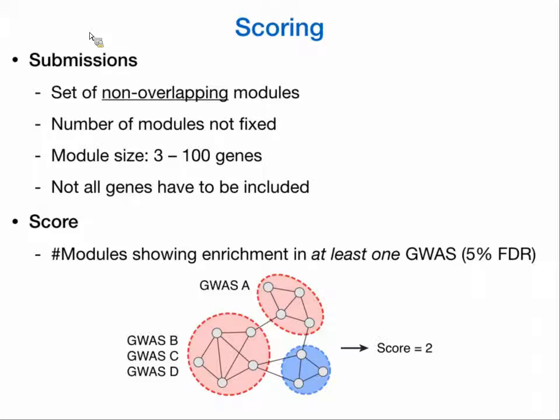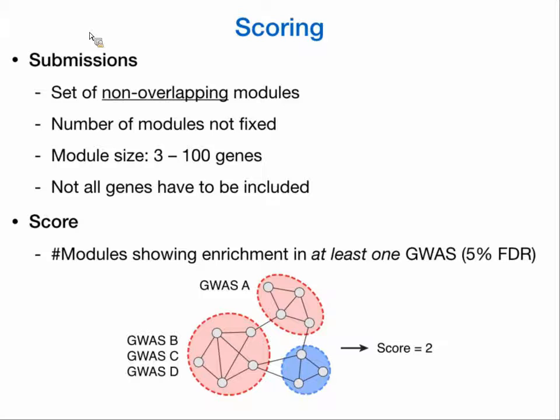These are two interesting points, because that's not typical for classical module identification methods. So off-the-shelf methods had to be modified a bit to accommodate these points. Then the score was simply the number of modules in a given team's submission that show enrichment in at least one GWAS data set. Of course, we corrected for multiple testing based on the number of modules in the submission. If you submit few modules, you have fewer chances to get a significant hit, but if you submit more modules, you also have a higher multiple testing burden. So it's a trade-off that anybody would also face when applying these methods in practice.